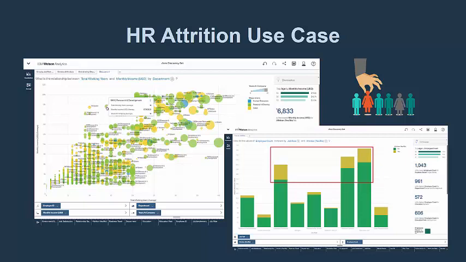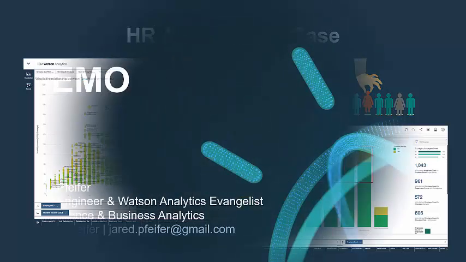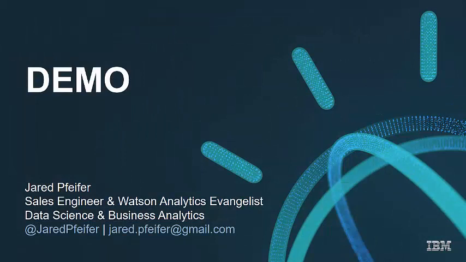Once they knew what those attributes were, they ran it against their entire list of employees and were able to take action on them and decrease that rate of attrition almost immediately. And so with that, I'm going to jump into the demo where we'll be looking at a very similar scenario. So let's get started.